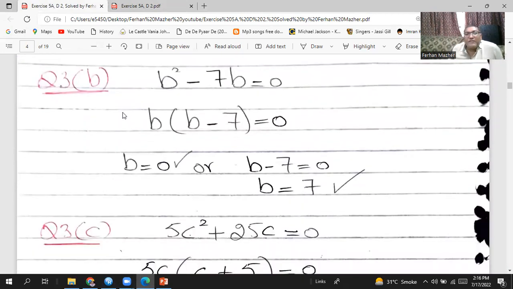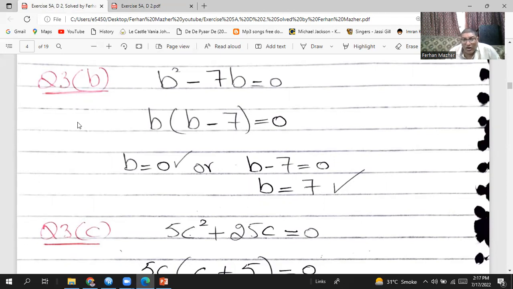It is b squared minus 7b equals 0. So first of all, I will factorize it. I will take b common. So you will have b bracket b minus 7 bracket close equals 0. These two are multiplying with each other, and their product is 0. So either the first one is 0 or the second bracket is 0. So I will make both of them equal to zero.